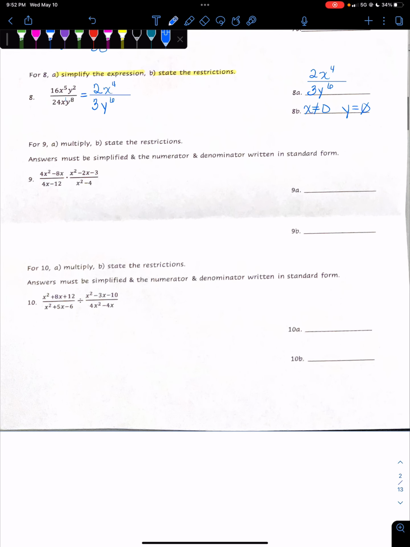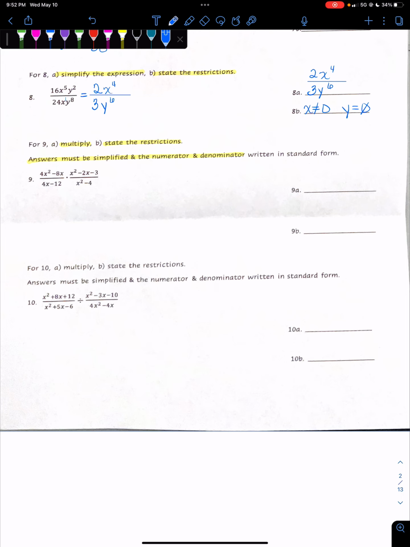All right, next one, question number 9. Multiply and state the restrictions. Answers must be simplified in the numerator and denominator. Here it says to write in standard form. I'm going to show you factored form and standard form because factored form is what we mostly practiced in class, just to get these identified. But I'm going to show you what they both are.